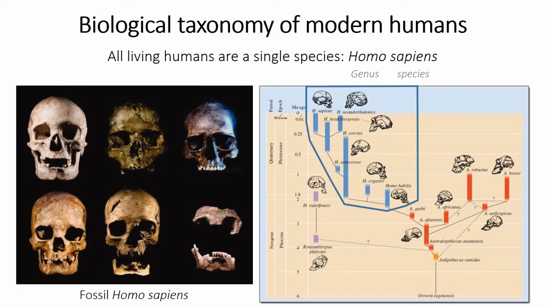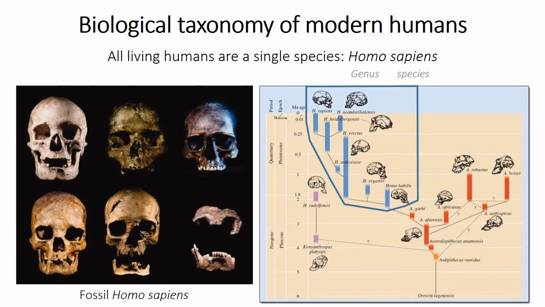So all living humans today belong to a single species called Homo sapiens. In the way this sort of naming and classification works, the first part of the name, Homo, is the genus, that's our genus, and the species epithet is called sapiens. So Homo sapiens is the full name.